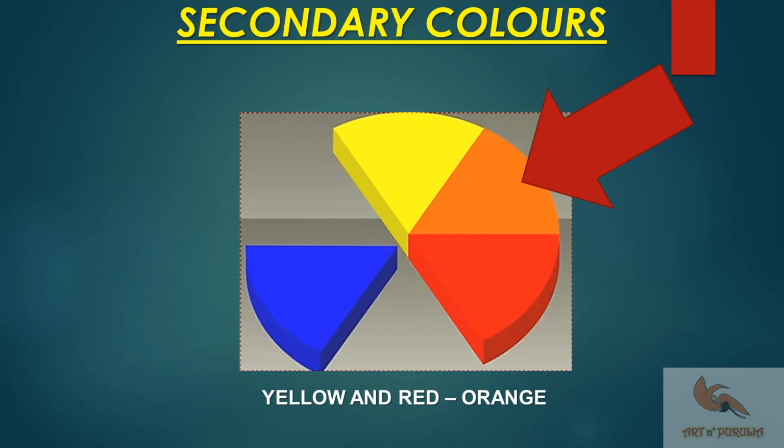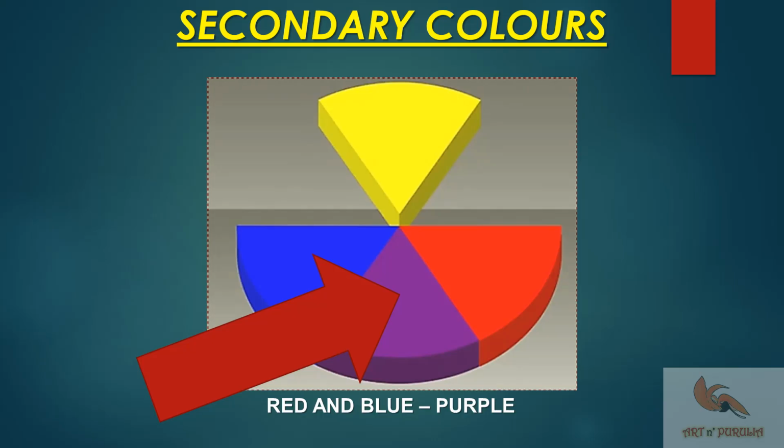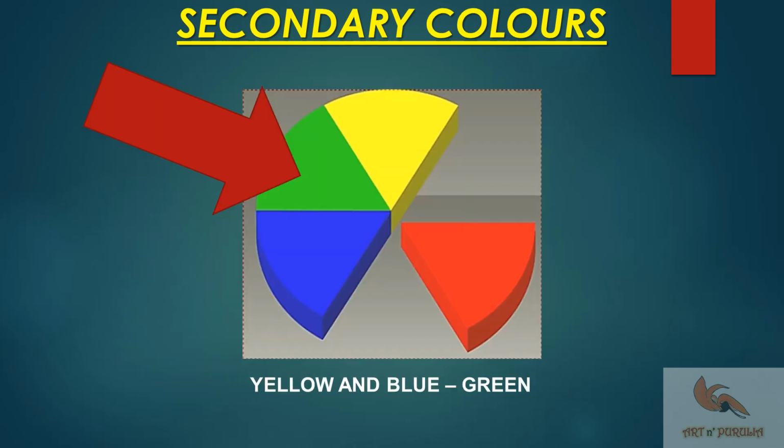The colors we get by mixing the primary colors are called secondary colors. When we mix yellow and red, we get orange. When we mix red and blue, we get purple. And when we mix yellow and blue, we get green.